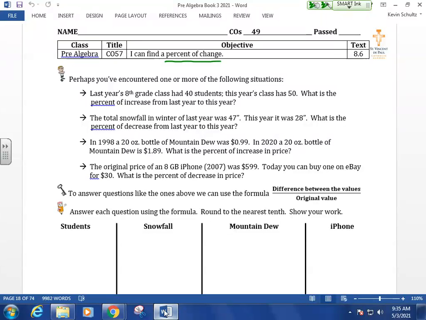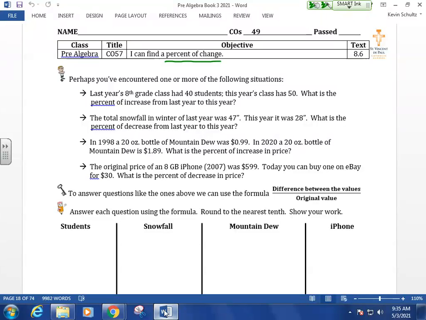The total snowfall in winter of last year was 47 inches. This year was 28 inches. That's actually a fact. What is the percent of decrease from last year to this year? In 1998, a 20-ounce bottle of Mountain Dew was 99 cents. True fact. In 2020, a 20-ounce bottle of Mountain Dew was $1.89. I should say was $1.89 now. What is the percent of increase in price? In just 22 years, what percent of increase did it go up?